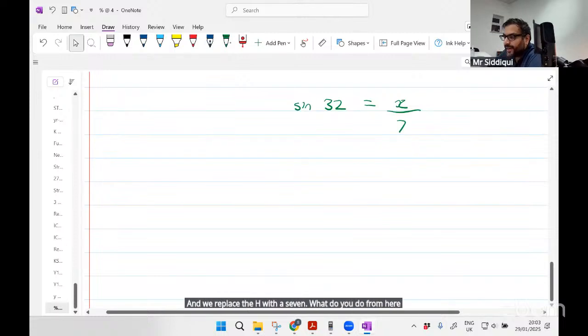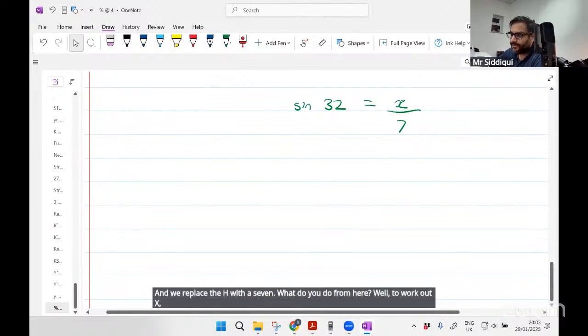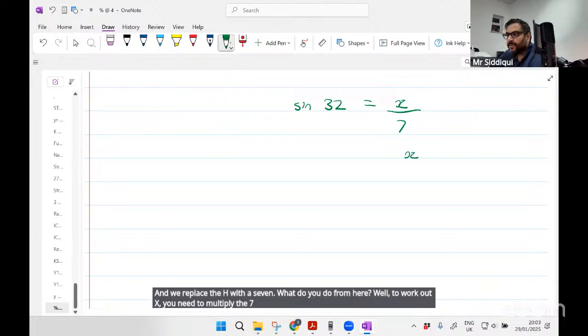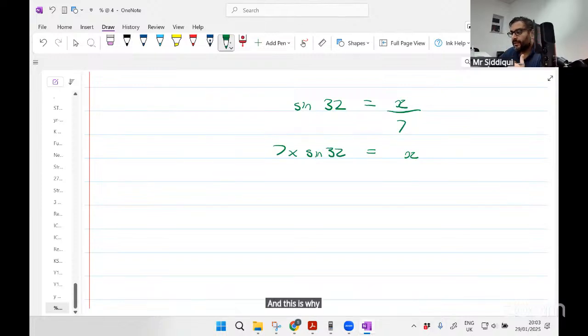Well, to work out X, you need to multiply the 7 to the other side, and you will get 7 multiplied by sine 32. And this is why it's very important to do all of what I have just done before you worry about the calculator.